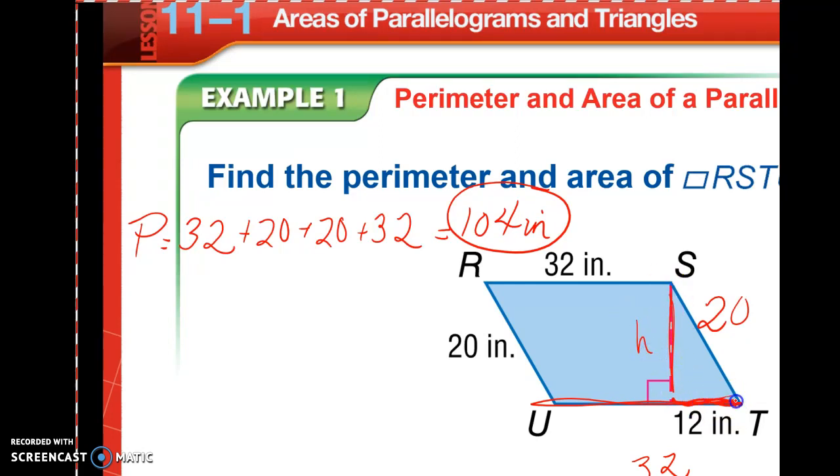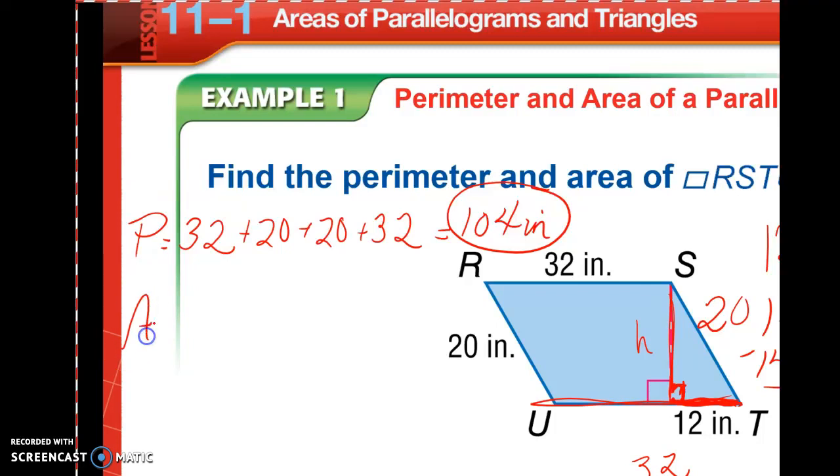And they give us nicely this 12 here, and we see that that's just a right triangle. If that's 90, this is 90. So I can use the Pythagorean theorem to find my height. So 12 squared plus height squared equals 20 squared. So 144 plus height squared equals 400. Subtract 144. Height squared equals 256. And square root both sides, height equals 16.